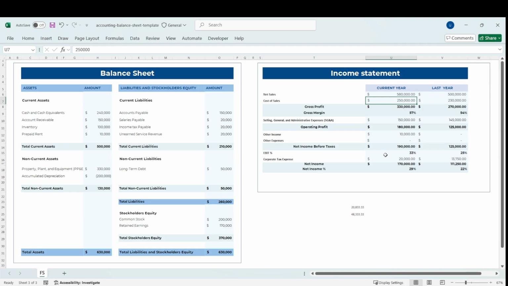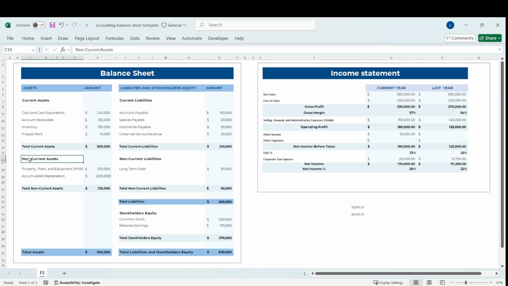So we need to reduce it in this case in order to make sure of a healthy financial statement. However, because we have a high cash and cash equivalent, it's acceptable to maintain this high level of inventory. And we have prepaid rent, which is 10,000. This is a small part of the current asset. It reflects payments made for rent in advance.